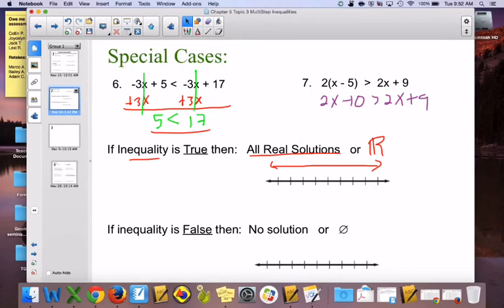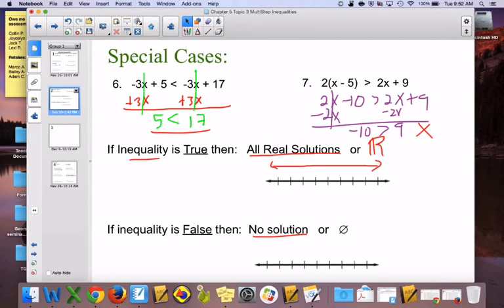Now, I started solving the one on the right here. So we're distributing the 2 and looking at what we have left over here, we could subtract out the 2x's on both sides. And what we would get is negative 10 is greater than 9, which is not true. So the inequality would be false in this case. So if it's false, we consider that to never be true, it's never going to work, so it's no solution.